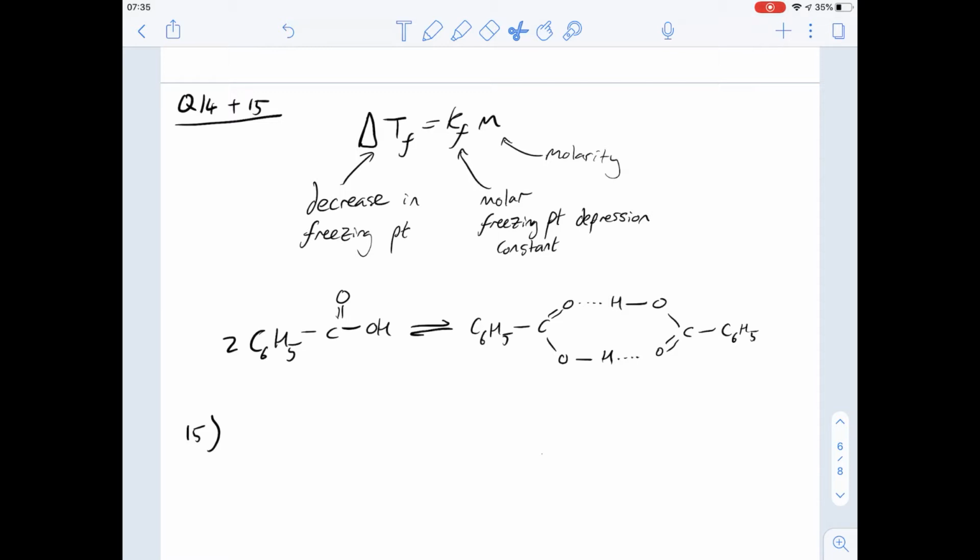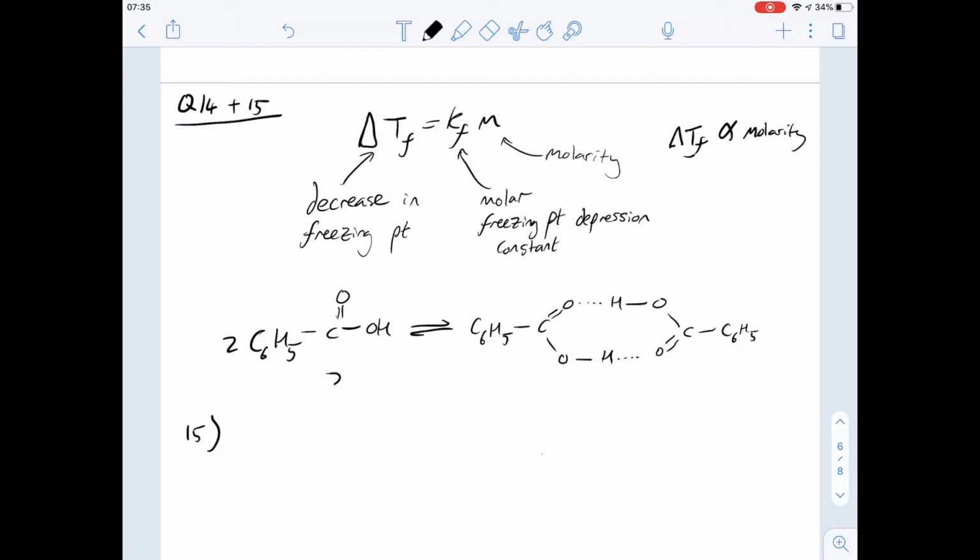And I've drawn this diagram out here. It says because of this association, the freezing point depression of a 0.01 molar solution of benzoic acid in benzene will be what? So this equation at the top tells us that the decrease in freezing point, so this delta TF, is proportional to the molarity. And molarity is really just a measure of how many molecules are present.